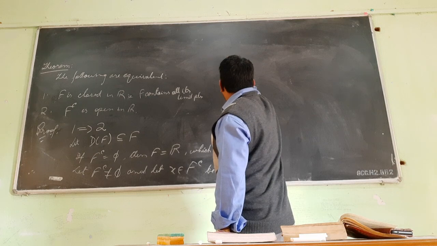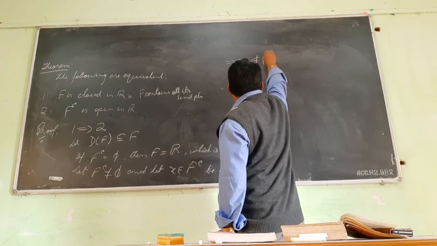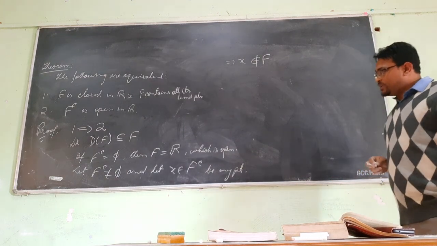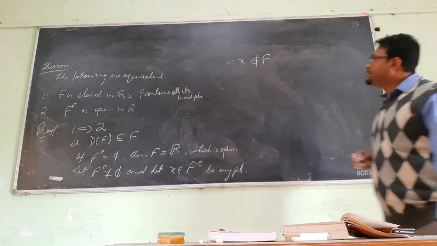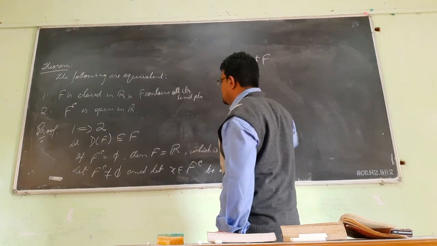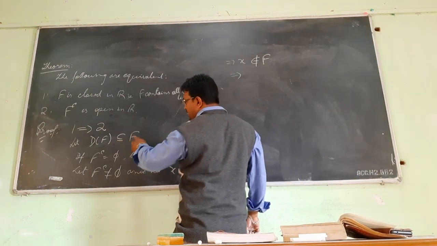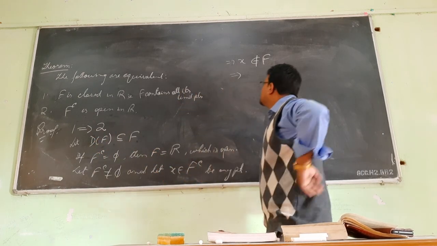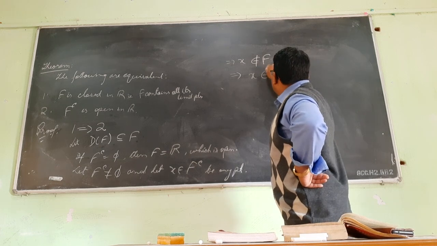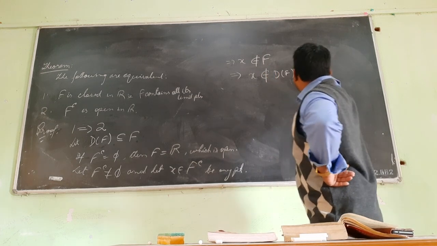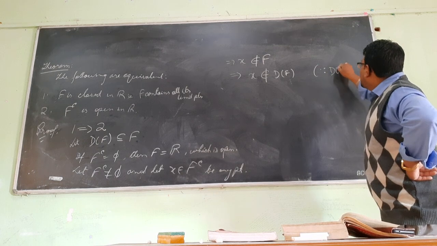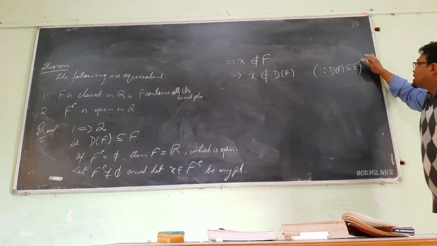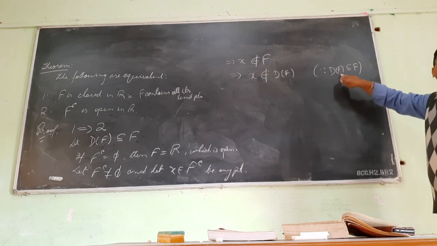So this means that X doesn't belong to F. X belongs to F complement means X doesn't belong to F. So from here I can write what? See, derived set of F is a subset of F. So if X is not in F, it cannot be there in the derived set of F. So from here I can write X doesn't belong to derived set of F, since derived set of F is a subset of F. So if X is not there in the larger set, it cannot be there inside the subset.